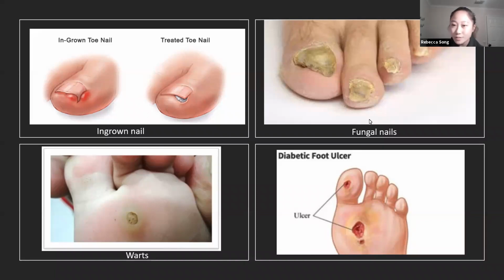Hi, Julie, did you have a question? Excuse me, I had a question. Why is it more likely that you can get a diabetic foot ulcer in public than private?